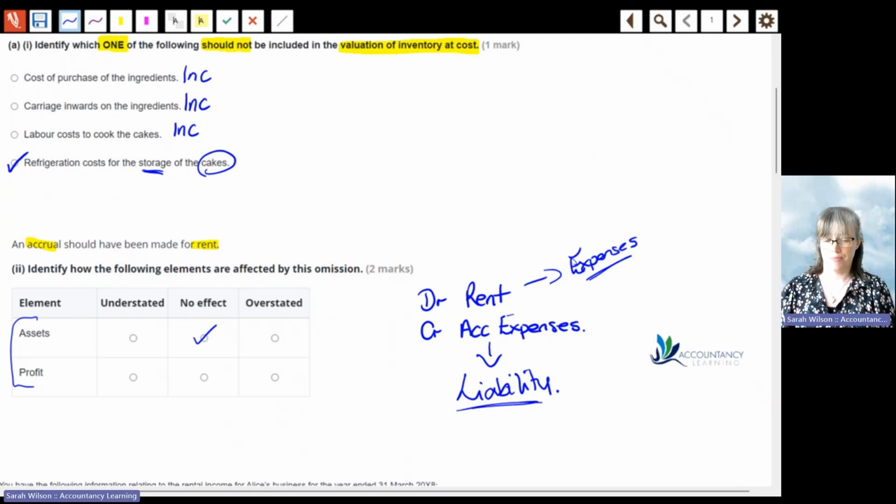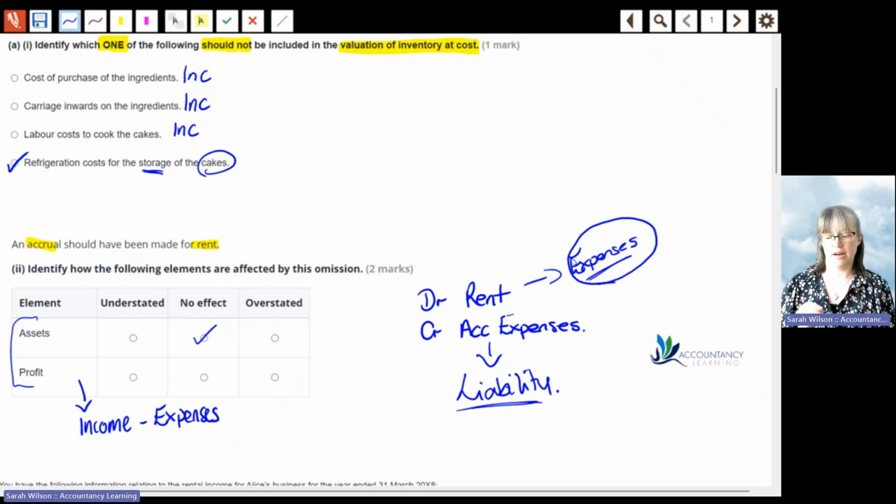For profit, however, we calculate profit as income minus our expenses, put very simply. So with these expenses not being included in the accounts, that means we haven't put enough expense in the account. So this figure here isn't high enough. What that would then mean is that the profit is actually going to be overstated because those expenses have been omitted.